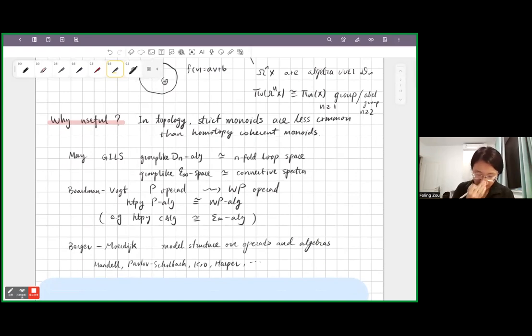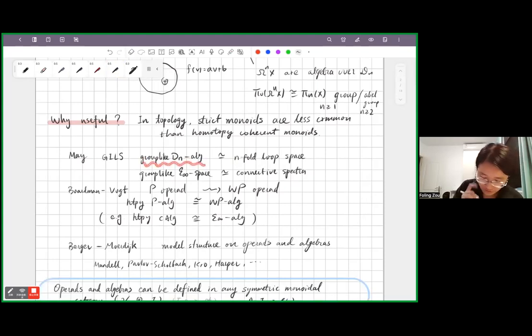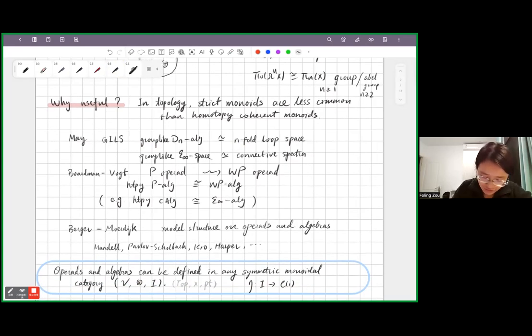And using this operad, May, in The Geometry of Iterated Loop Spaces, had a recognition principle for n-fold loop spaces. So we have seen that n-fold loop spaces are D_n algebras, or algebras over the little n disks operad, and they are also group-like. And it turns out that the category of group-like D_n algebras is equivalent to the category of n-fold loop spaces. And if we let n go to infinity, group-like E-infinity spaces have the same homotopy category as connective spectra.